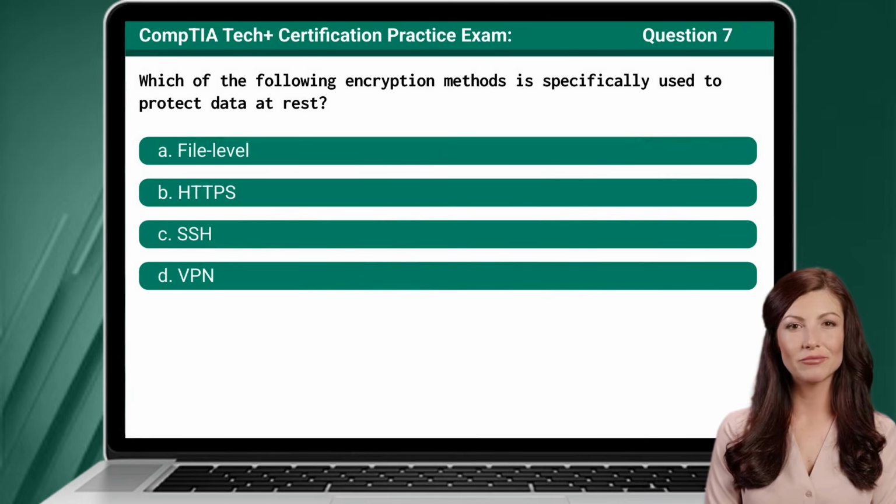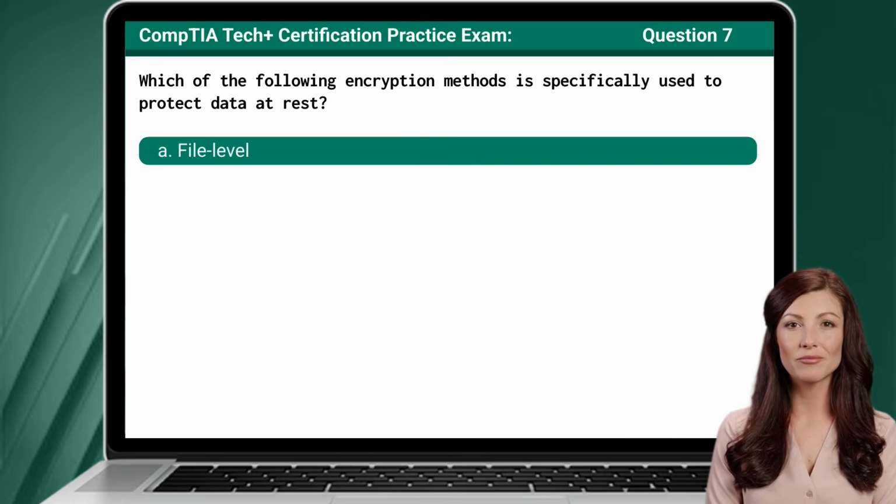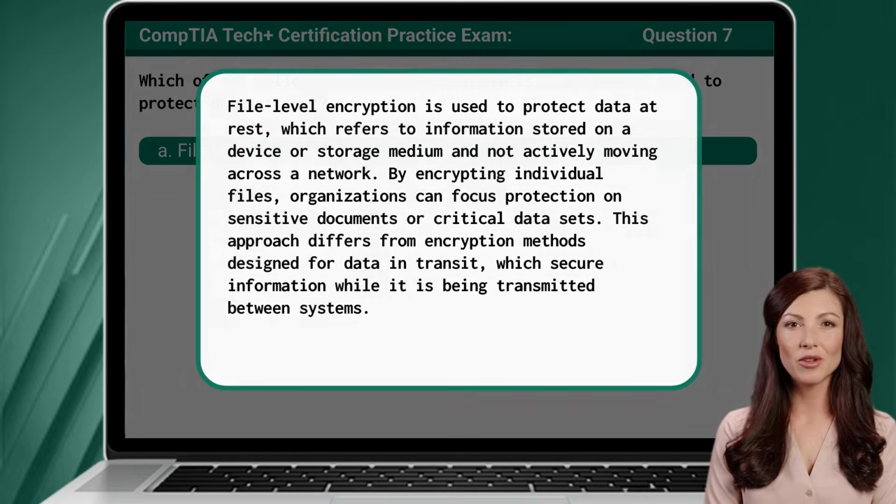Question 7. Which of the following encryption methods is specifically used to protect data at rest? The answer is A. File level. File level encryption is used to protect data at rest, which refers to information stored on a device or storage medium and not actively moving across a network.